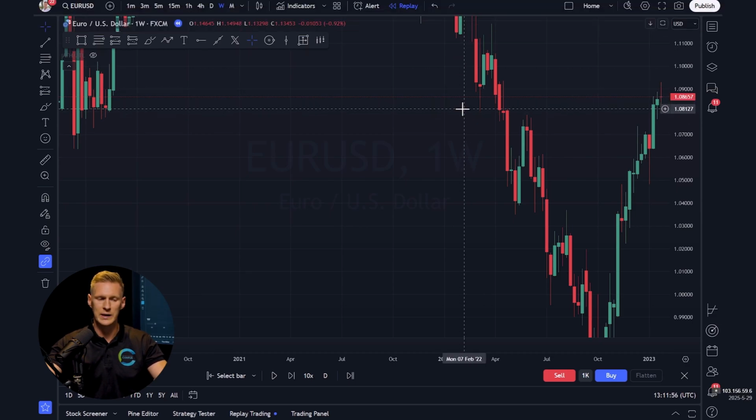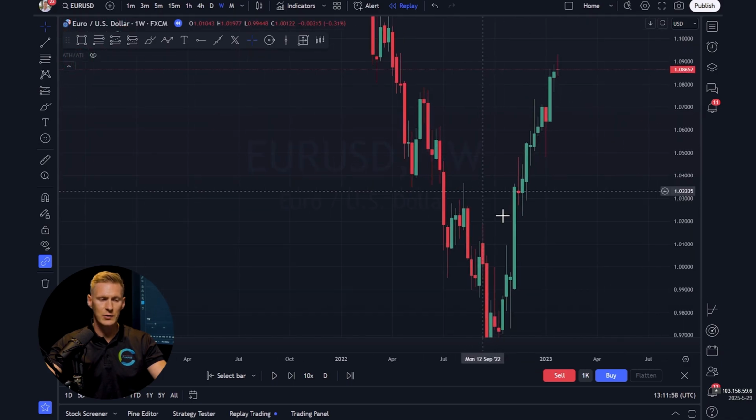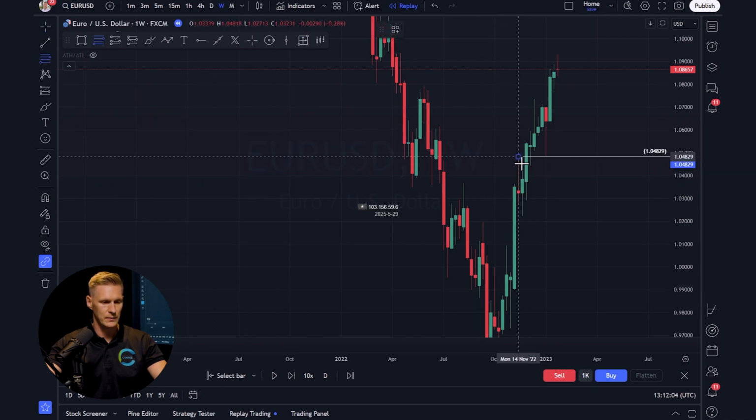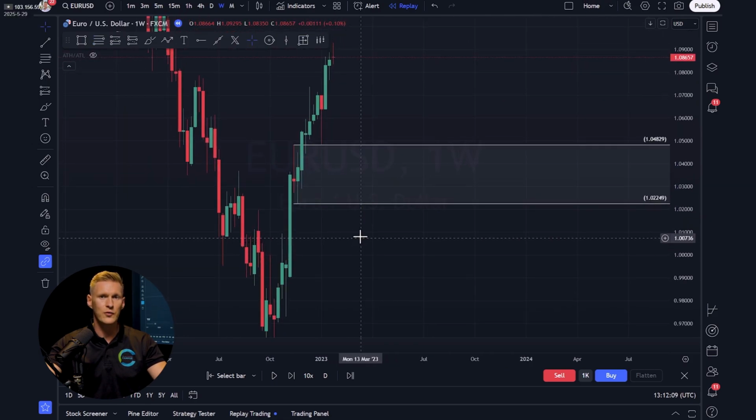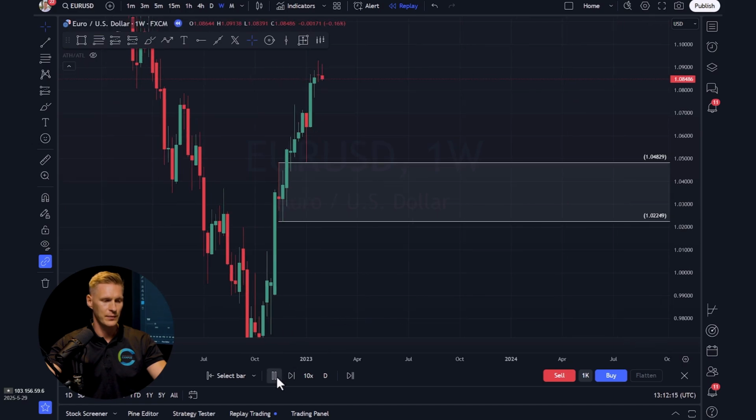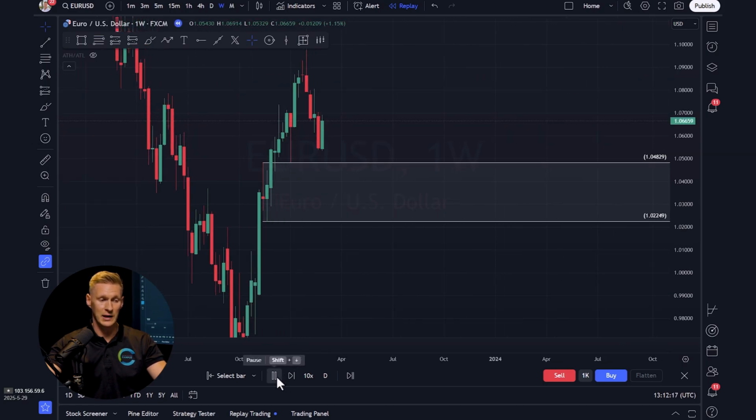Euro-US dollar weekly time frame. And this is our clear rally-base-rally, right? I will highlight this for you. And again, it's the same idea. We are waiting to fill more institutional buying orders. Let me press the play button. And then we will wait for it to get filled.